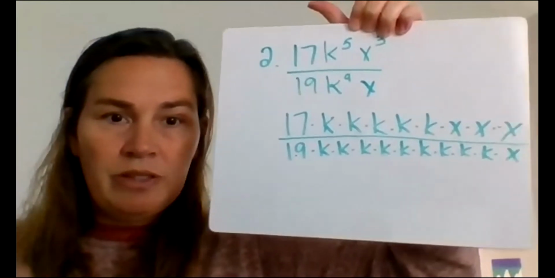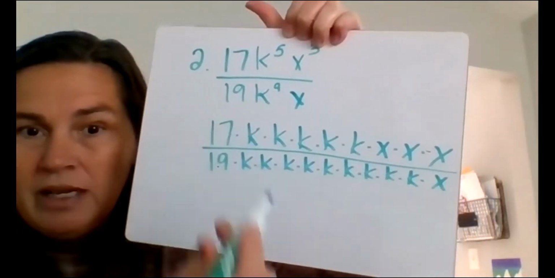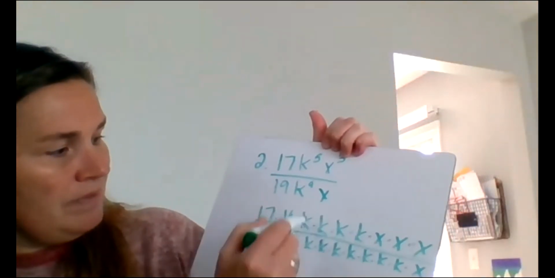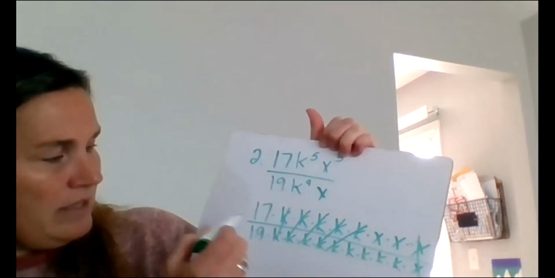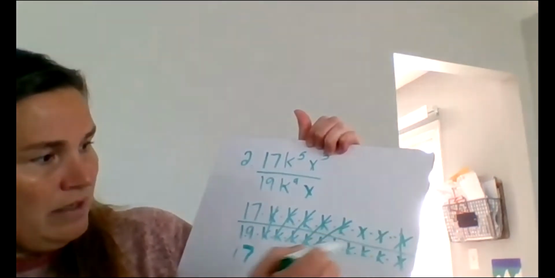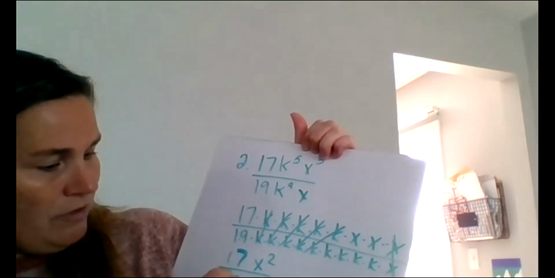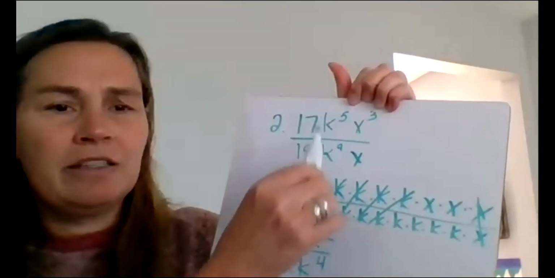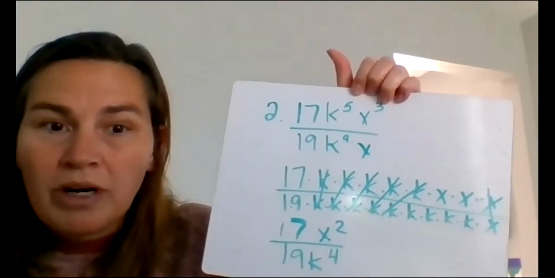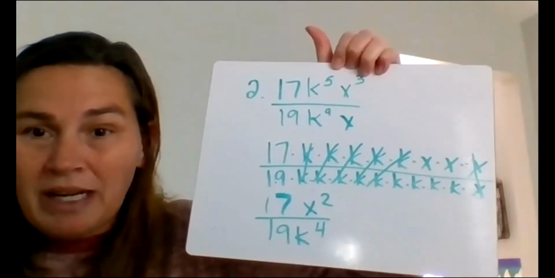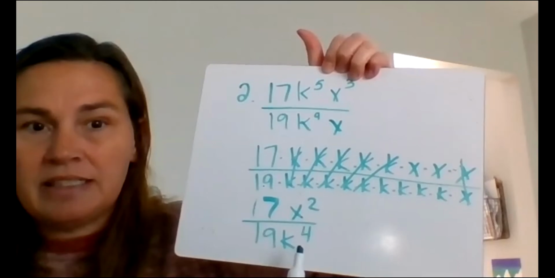Just like we would normally do if we were simplifying this, if there's one in the numerator and one in the denominator, I can cancel them. So I'm going to cancel these k's, and I'm going to cancel one x. So you'll notice I have 17 x squared left over 19 k to the 4th left. Let's look at this. When we're dividing, notice I had k to the 5th, k to the 9th. What did I do to get k to the 4th? Subtracted. And because there were more k's in the denominator, that k stays in the denominator.